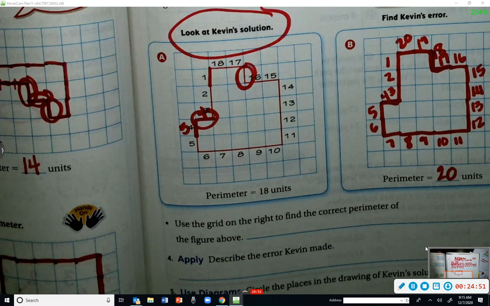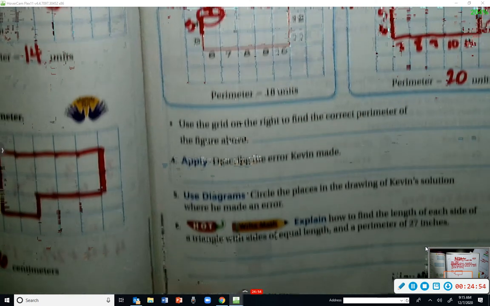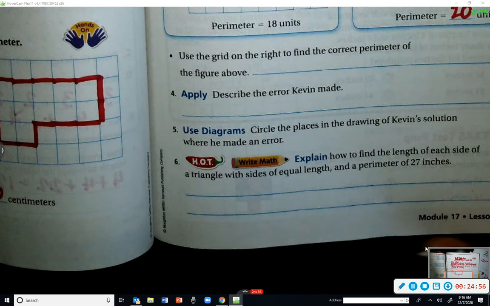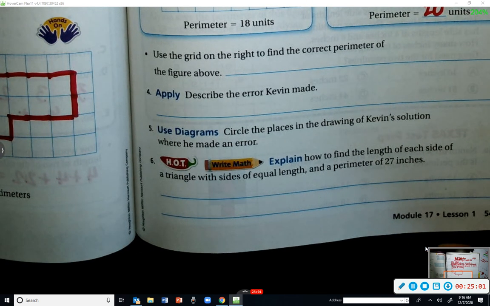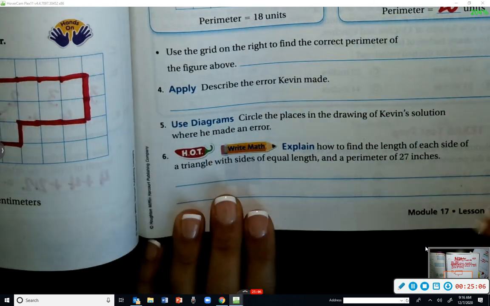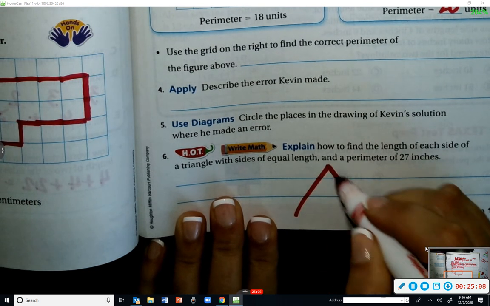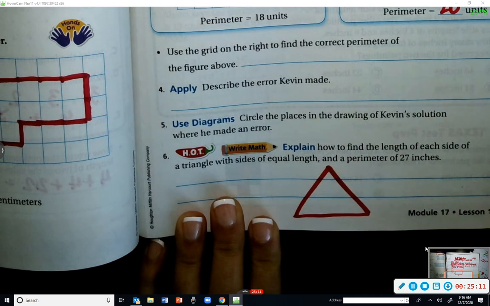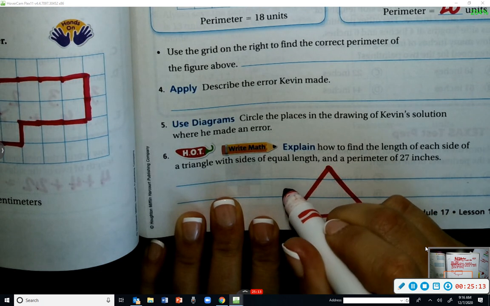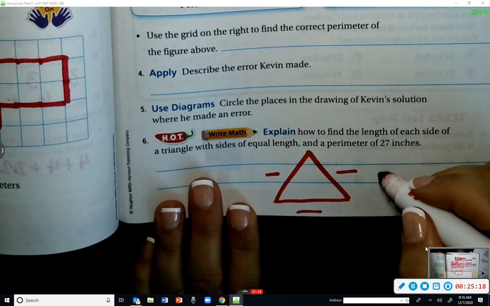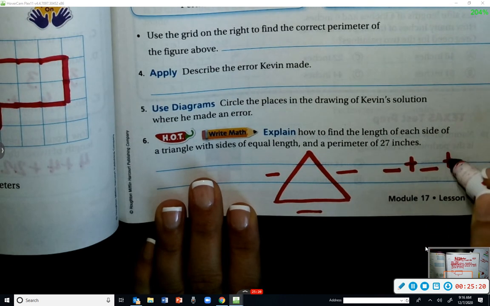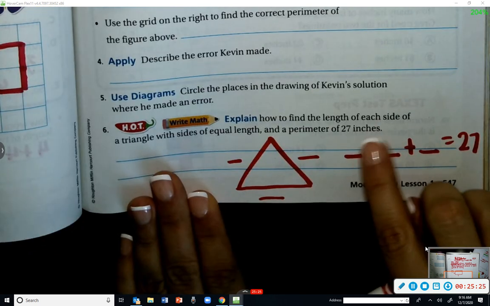Number 6. Explain how to find the length of each side of a triangle with sides of equal length and a perimeter of 27 inches. I don't understand that. Okay, so imagine a triangle. All of these sides are equal. We don't know what they are, but we know that all three of those sides add up to 27. And they have to be the same number, right?